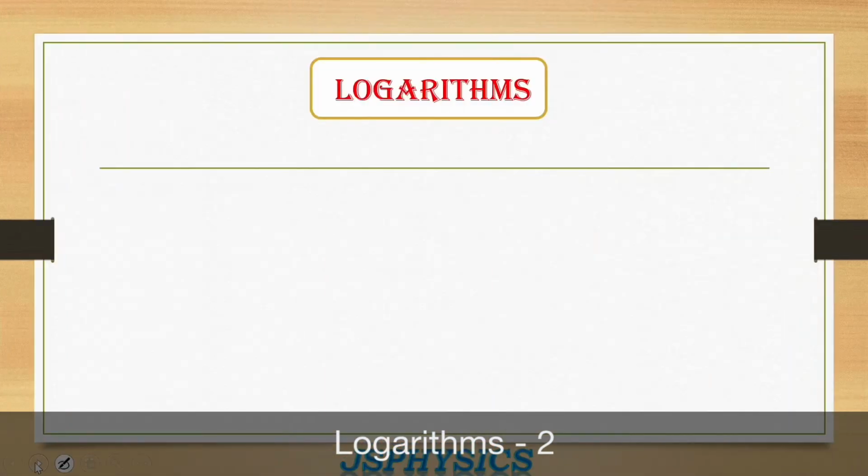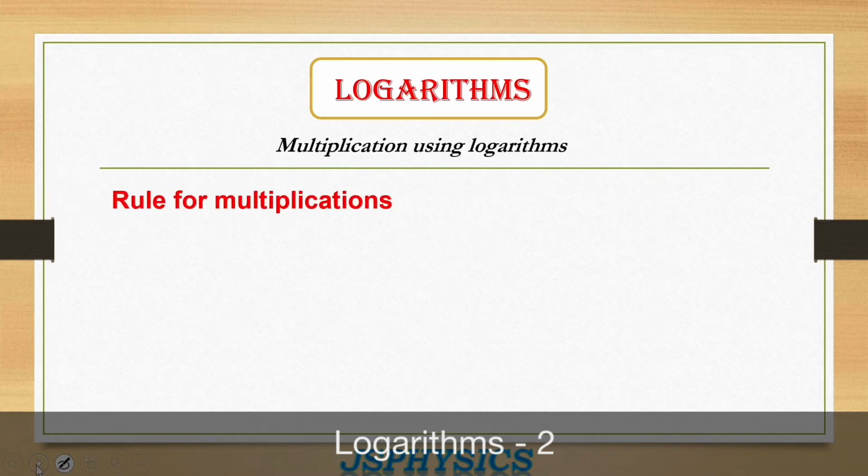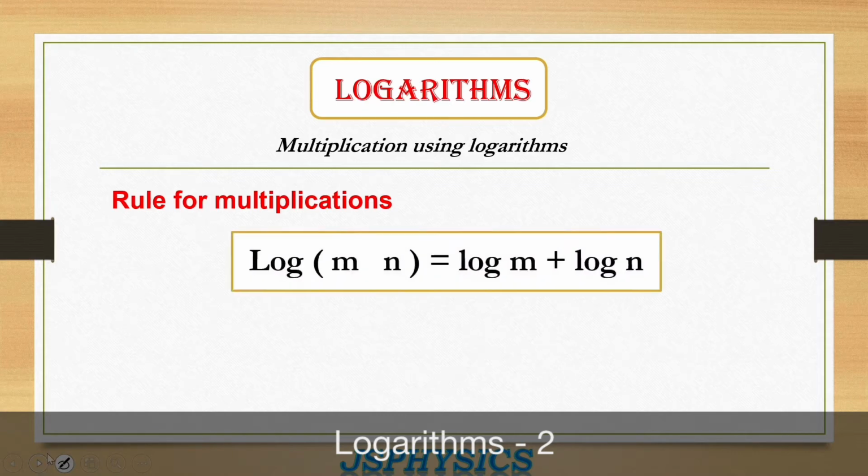Let us start. Today we'll be learning how to multiply different numbers by using logarithms or log tables. For that we need to learn about the rules of multiplication. Suppose two numbers are given to us, number m and number n. If I want to multiply these two numbers by using log, then I'll be using the rule of multiplication. According to this rule, log of m into n is equal to log of m plus log of n.